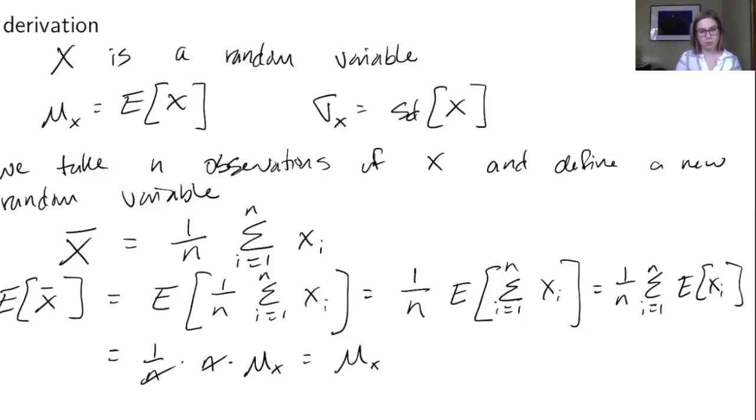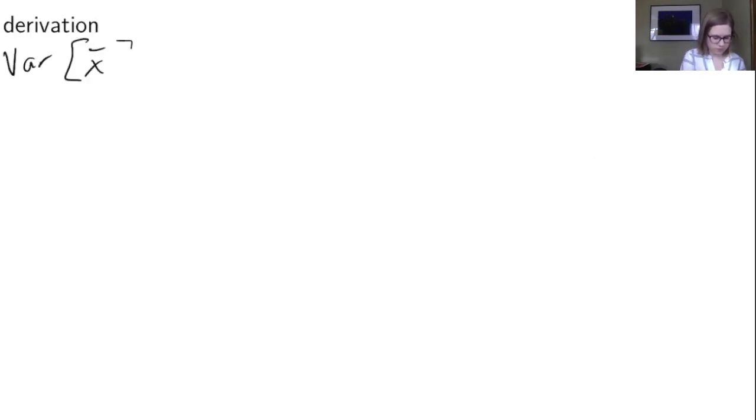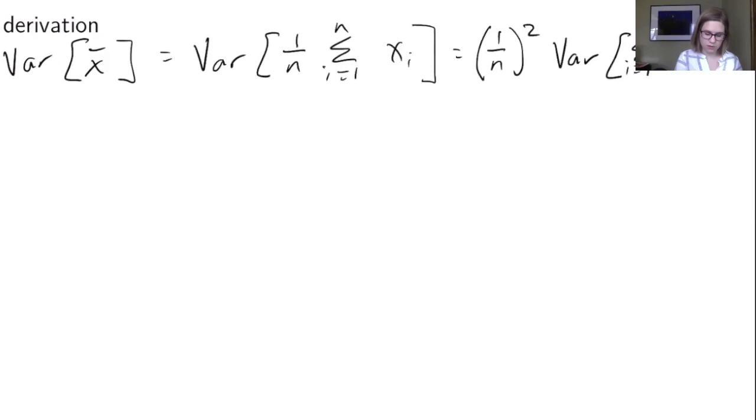But then the thing that we're more interested in than the expected value is really the variance of that random variable. And so that's going to be the variance, and I'll just write it again, of 1 over n sum i equals 1 to n of x sub i. And then the trick is that when you pull constants out of a variance, you have to square them. And then you can pull out summations as well. Those don't need to be squared.